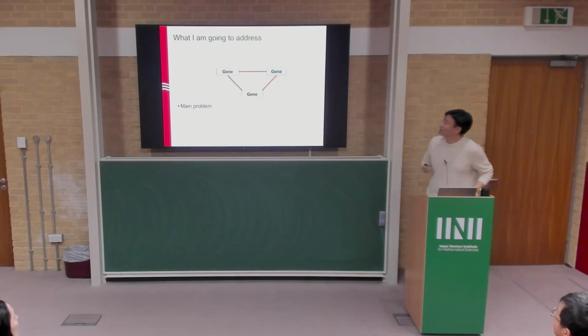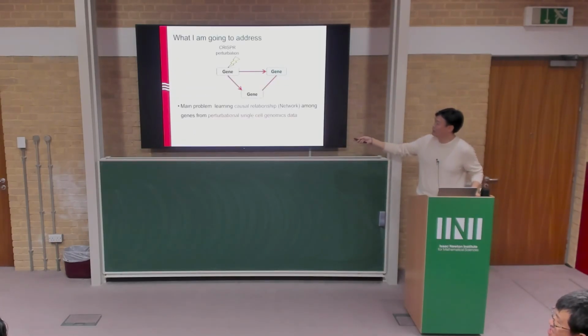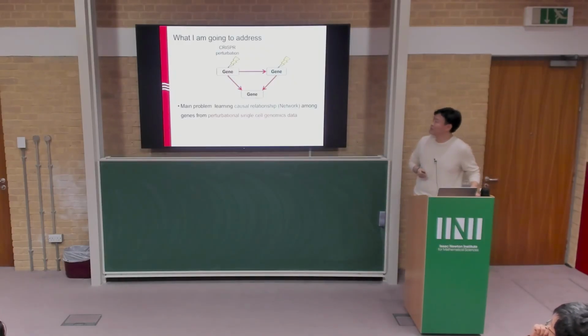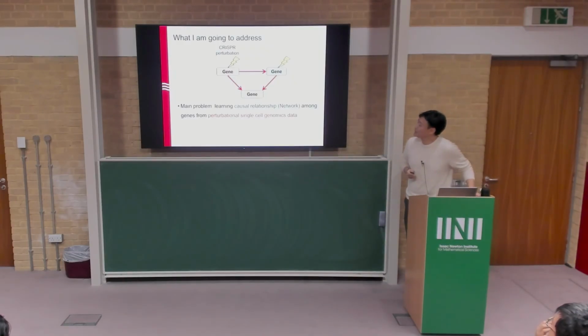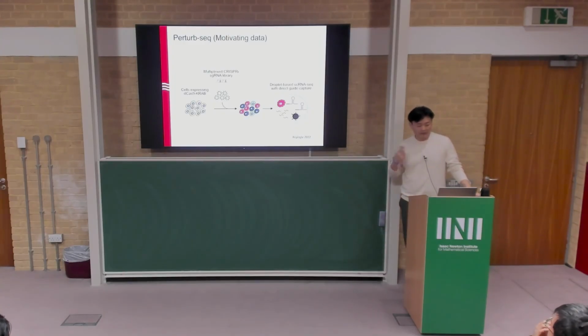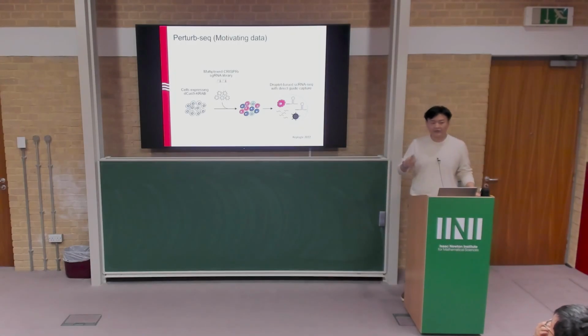What I'm going to address today, the main problem, is about learning causal regulatory relationships among genes from perturbational single-cell genomics data. This project was mainly driven by a particular data set called Perturb-seq data, which is like an interventional version of single-cell RNA-seq data. But before that, I want to provide some background for this type of data and general single-cell genomics data.